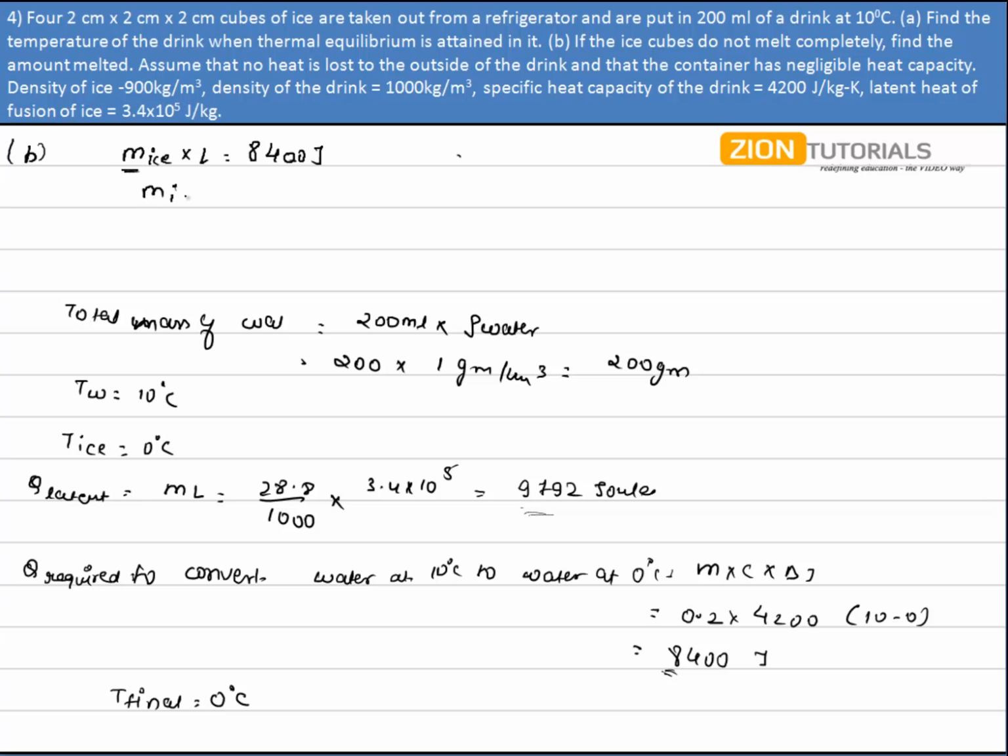So M ice will be equal to 8400 divided by 3.4 into 10 to the power 5 kg, that gives 0.0247 kg or 24.7 grams. That is my answer.